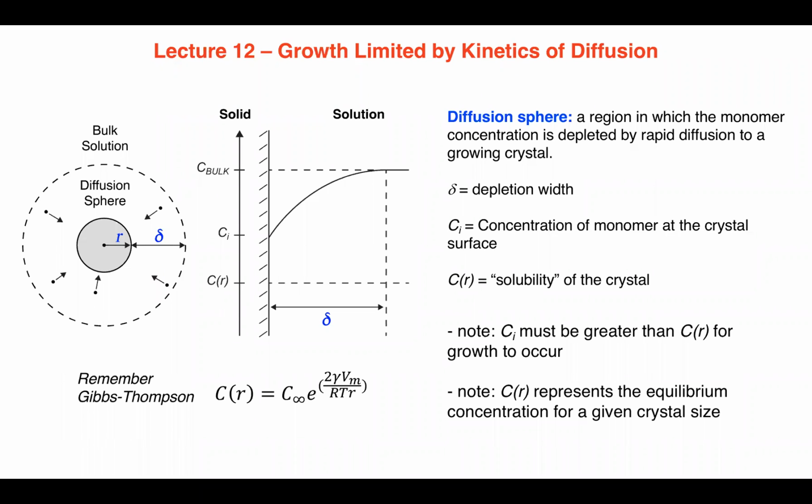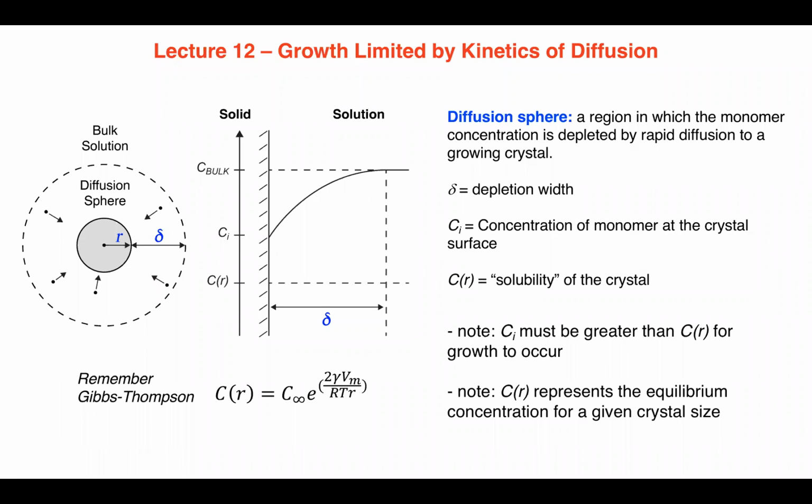Okay, so let's take a look at the solute concentration. Sorry, this y-axis is not labeled. This is the bulk solute concentration. And really, this is the solubility is what I should be saying, not the solute concentration. This is the solubility of the bulk material. And this is the solubility of a nanoparticle with radius r.